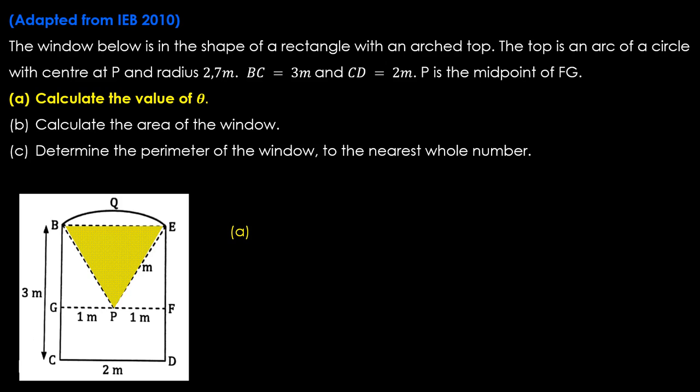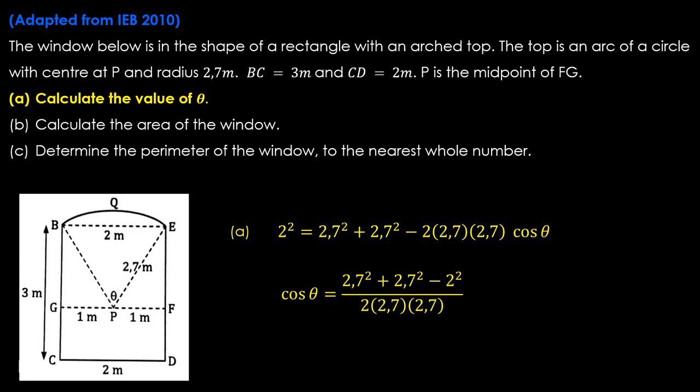And remember, the side opposite the angle that you want is the side that stands alone on the left-hand side. So it will be 2 squared is equal to 2.7 squared plus 2.7 squared minus 2 times 2.7 squared cos theta. So isolate cos theta on one side and go cos minus 1 of your fraction, and you end up with theta is equal to 0,76. I've chosen to round off to 2 decimal places, following the instruction given on the paper.